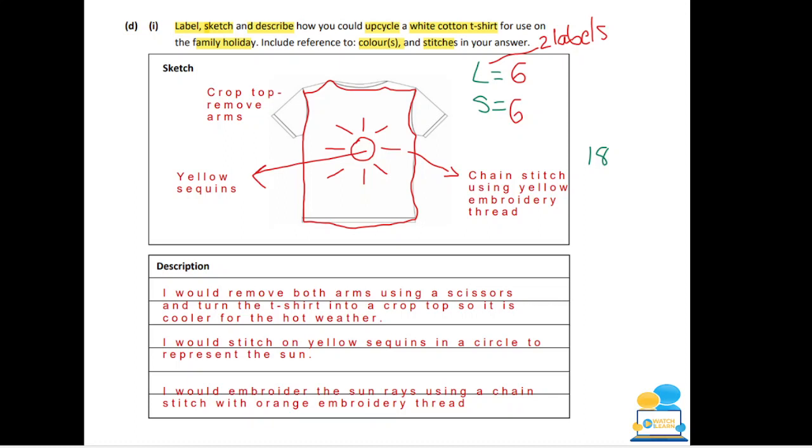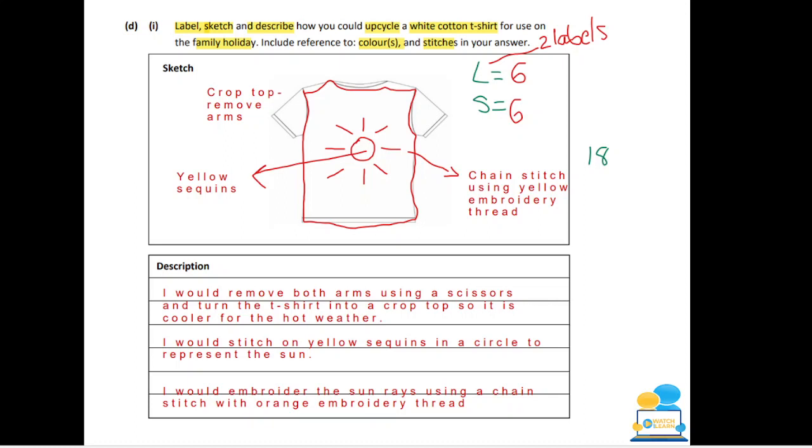So it could be bright colours. They also want me, in my answer where I'm describing, to talk about the colours and the stitches. That's super important. So already I'm looking for 5 different things in this: label, sketch, describe, colours and stitches. I've decided to go for a crop top, so I've removed the arms. I have yellow sequins on my sun. I've a chain stitch using yellow embroidery thread.